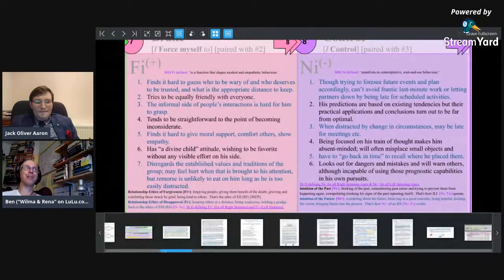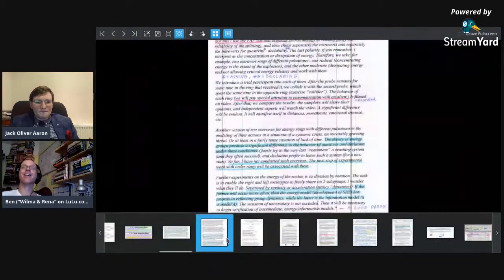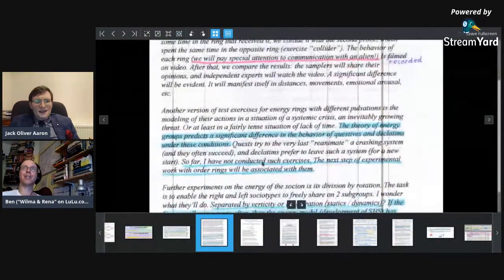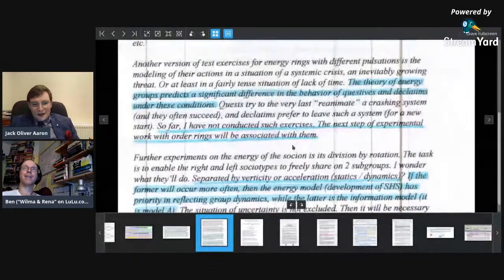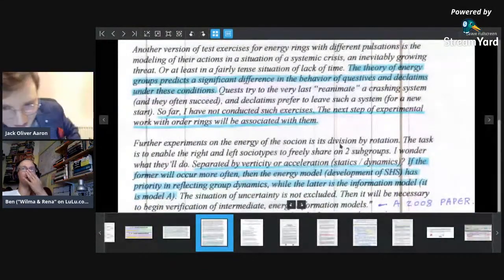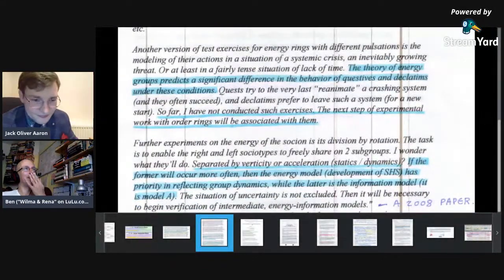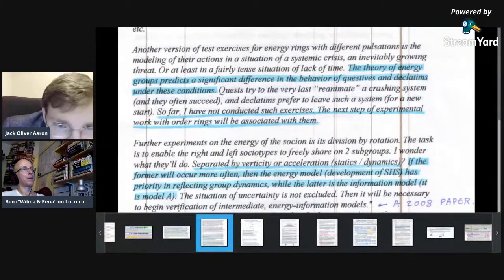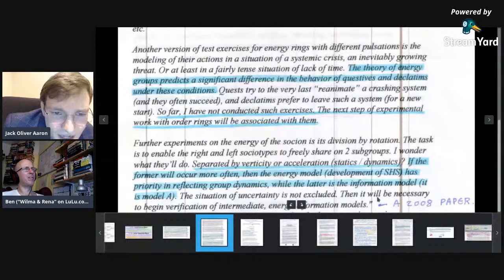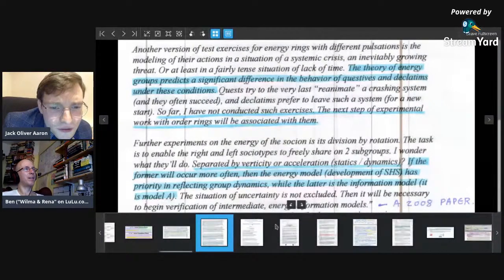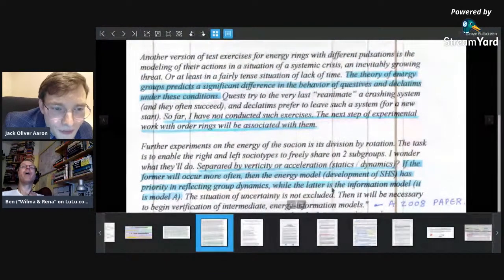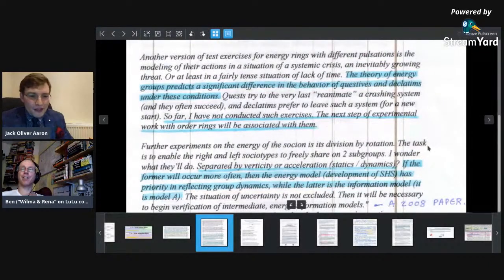So I told you there was method in my madness with the sequence. Now, did we go through all of these? I still haven't seen the method, but okay. Another version of the test exercise of energy rings of different pulsations. And what is pulsations? There are so many words upon words upon words. Well, this is one of these Google Translates. Where do we get the context?